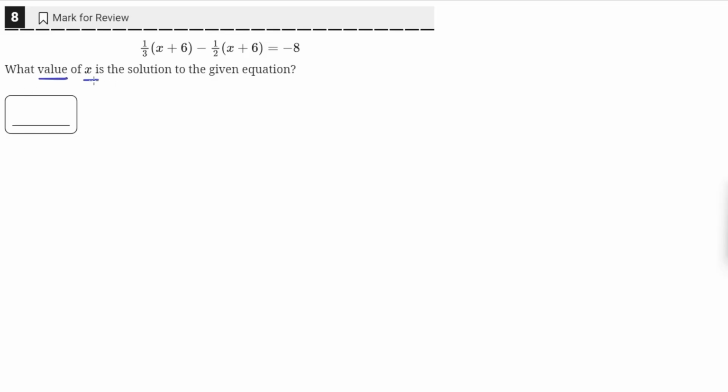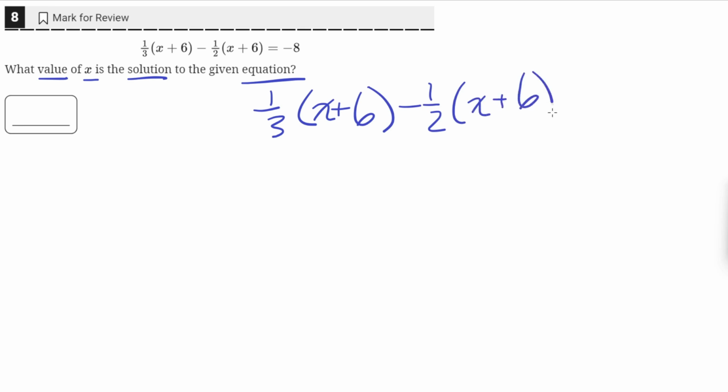What value of x is the solution to the given equation? So we have this equation and we need to find the value of x. So first, let's rewrite this equation here. 1/3 (x + 6) minus 1/2 (x + 6) equals -8.